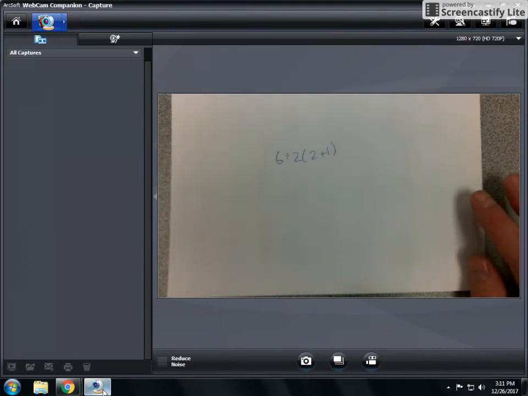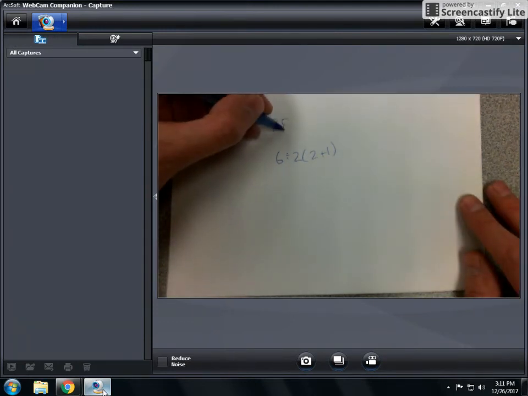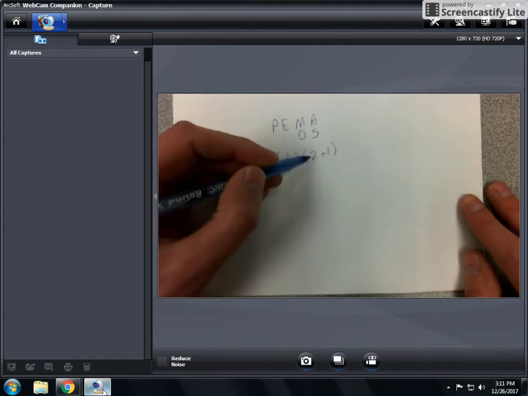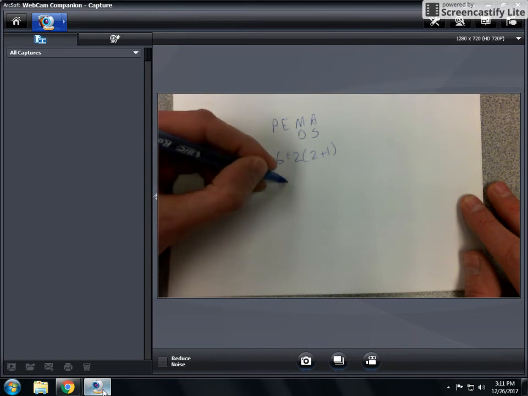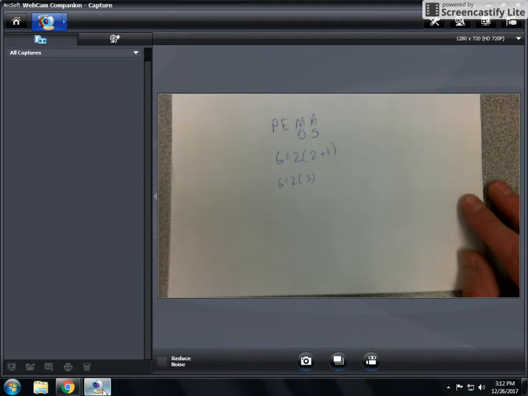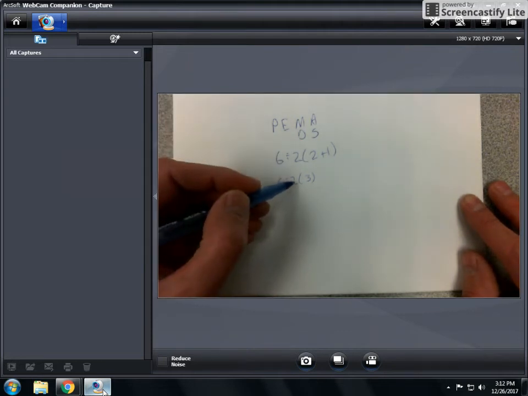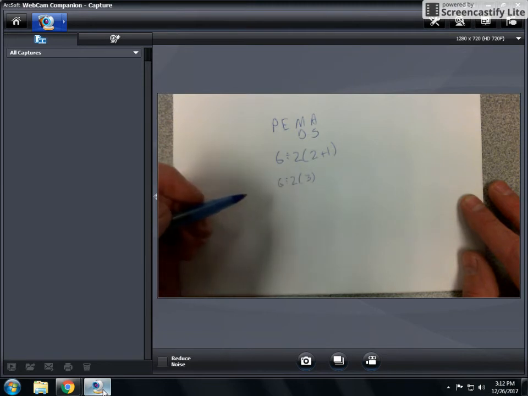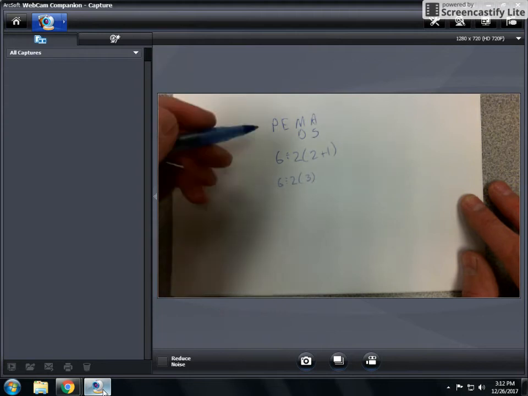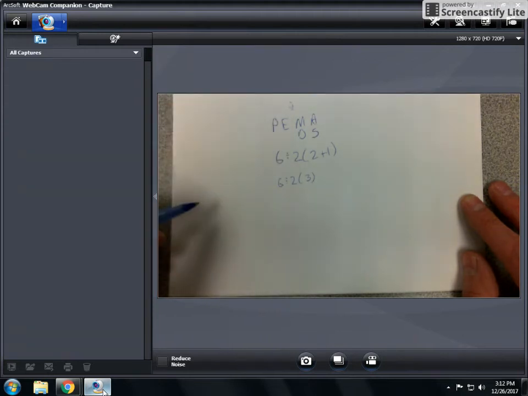If we follow our order of operations, we do our parentheses first, so we would do the 2 plus 1 first, which I'm sure many of you did. That's really not where the tricky part is. It's what to do next. If you just did 2 times 3 first, then you would get 6 divided by 6, which would be 1. However, that is not following your order of operations.